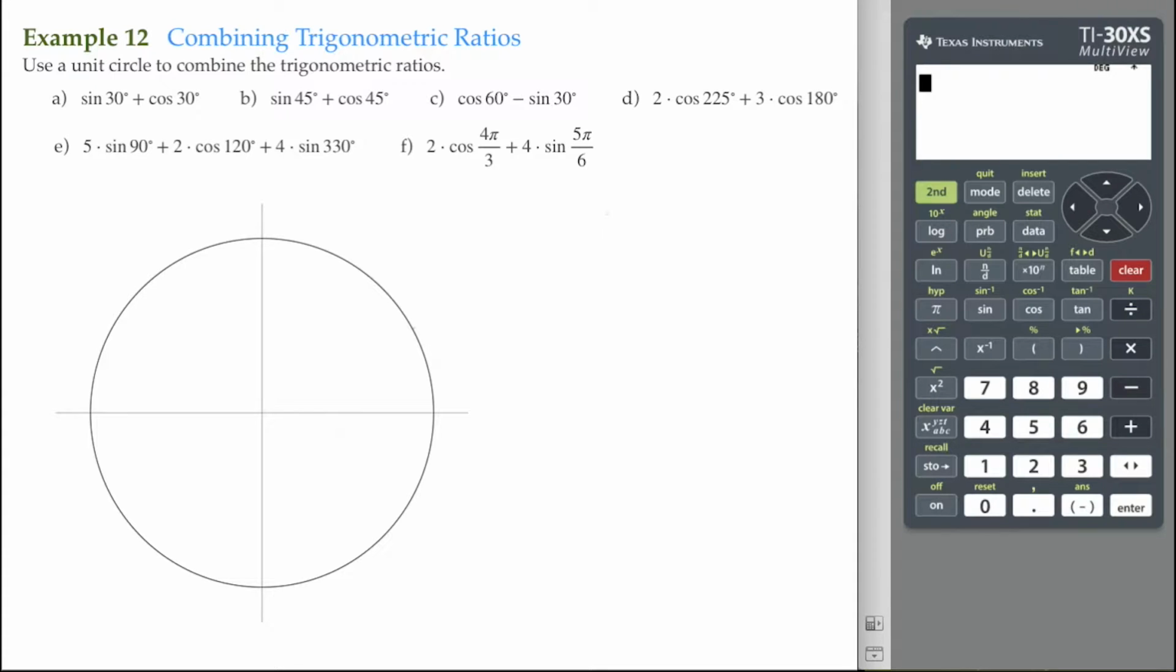So in this example, we are going to be combining trigonometric ratios. We're going to be adding and subtracting them. And we're going to be using our calculator, but we shouldn't use our calculator exclusively.